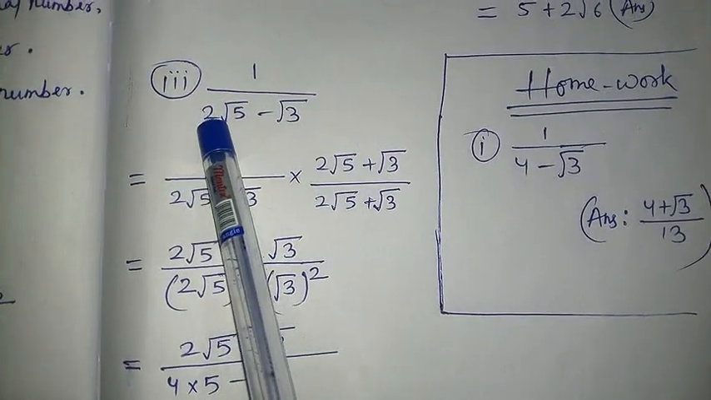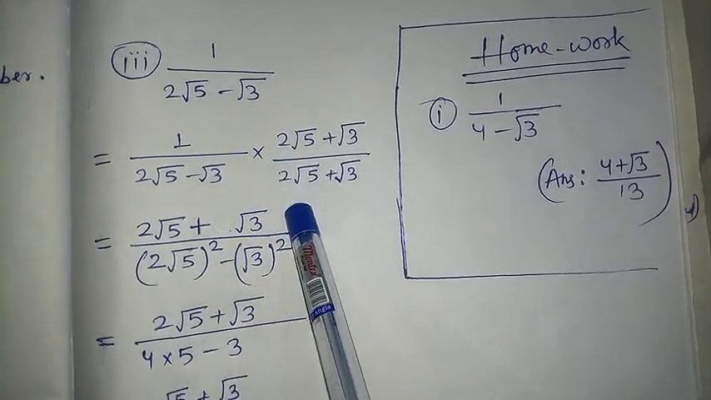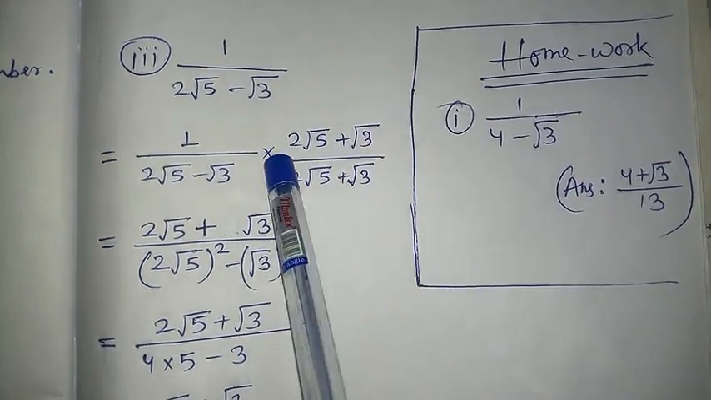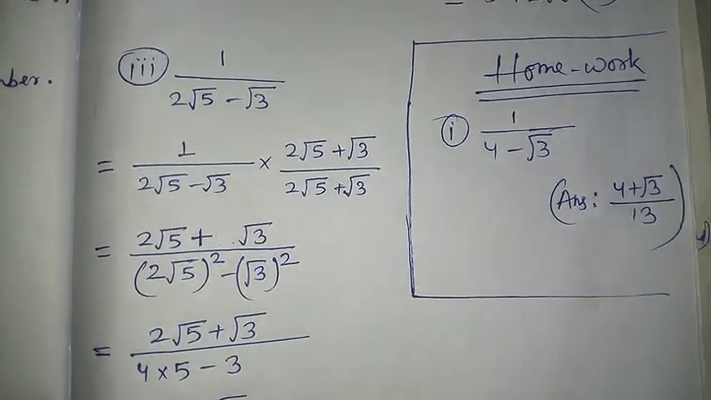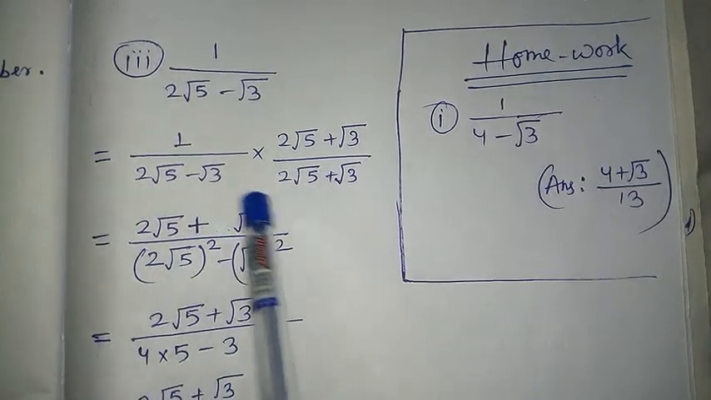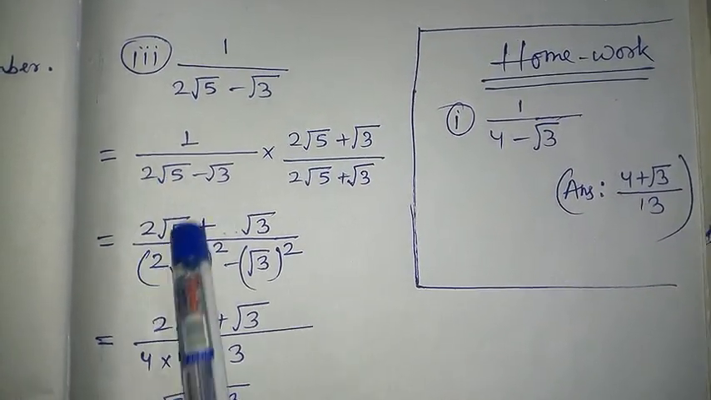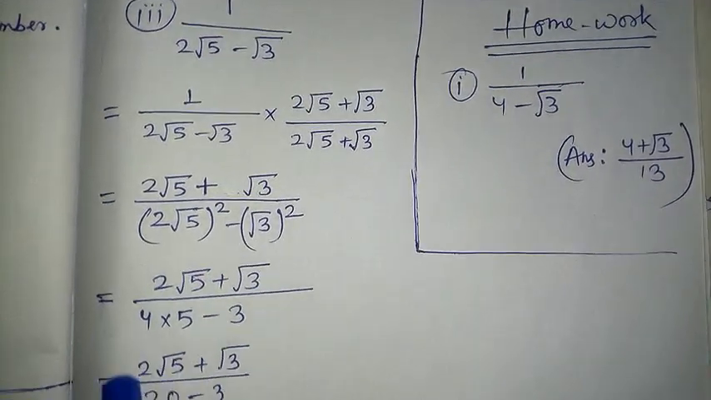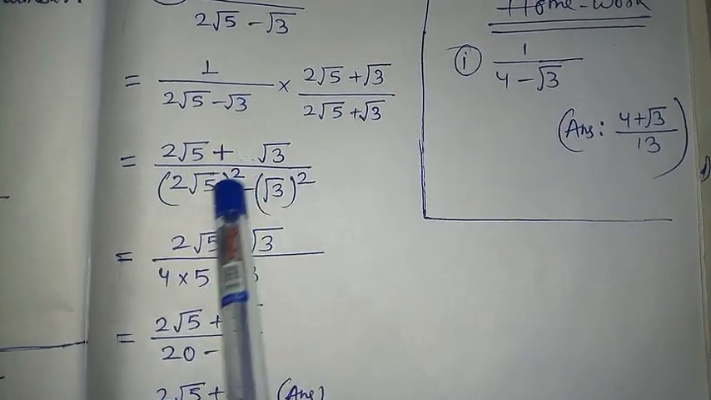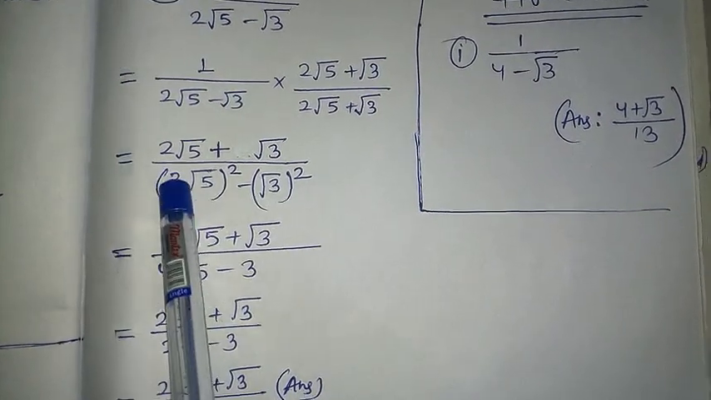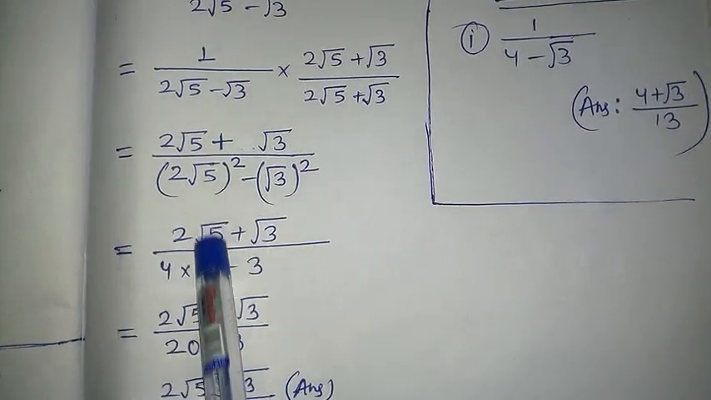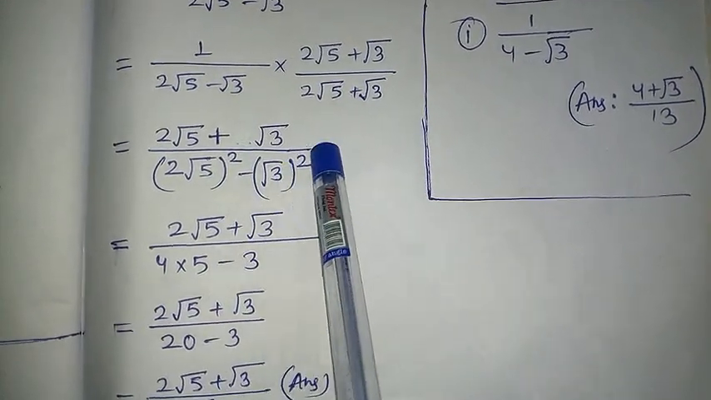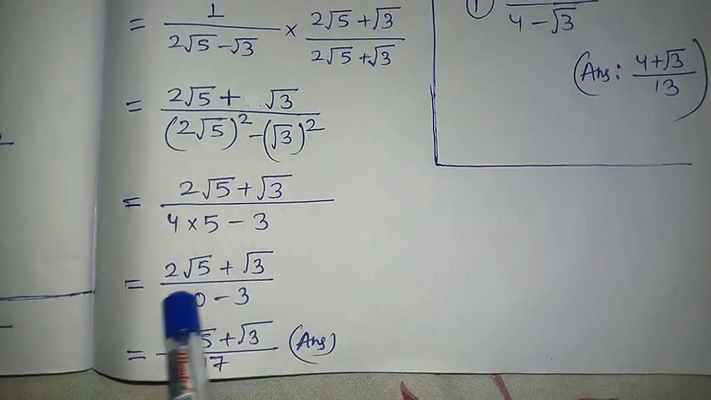Next, 1 by 2 root 5 minus root 3. I wrote the same. Now I will multiply, and you know I write just the opposite of this, minus becomes plus. So 2 root 5 plus root 3 by 2 root 5 plus root 3. So same as the others. Now anything multiplying with 1 is the same. So I wrote the same number here, and here 2 root 5 whole square minus root 3 whole square, because it is a square minus b square. Now the upper part is the same. Here 2 square is 4, but root 5 square is 5, and 4 into 5, that means in the middle there is multiplication. A little bit technical, learn this properly. 2 became 4 because 2 square is 4, but root 5 square is 5, and root 3 square is 3. 4 times 5 is 20 minus 3. 20 minus 3 is 17.